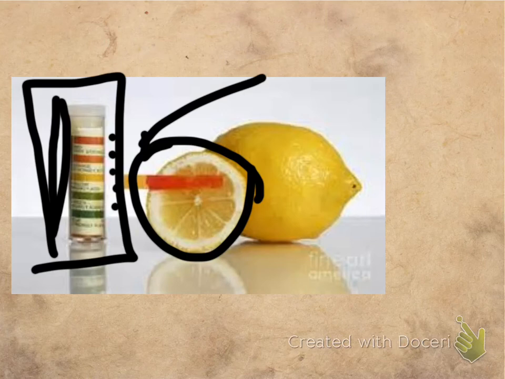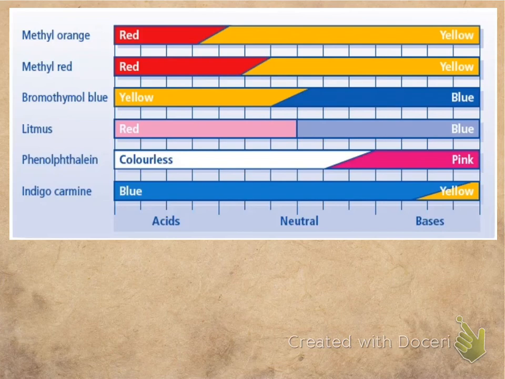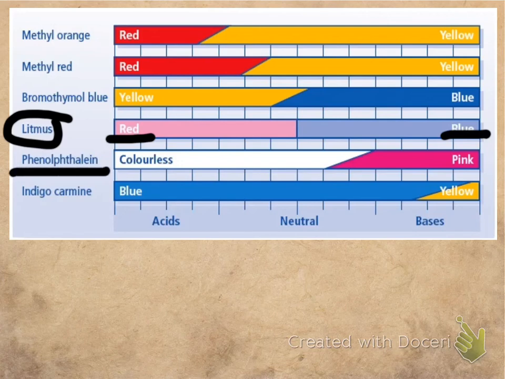Okay, but not all indicators are put onto strips. Sometimes you can use indicators that are liquids, and you drop them into the substance and then they will change color. And here are some examples of different types of indicators. We've got methyl orange, methyl red, bromothymol blue. Here's our litmus that we talked about. We've got red and blue. Remember, if it's a base, it's going to turn blue. If it's an acid, it's going to turn red. We have something called phenolphthalein and indigo carmine.